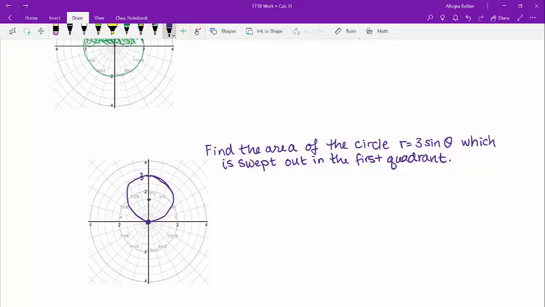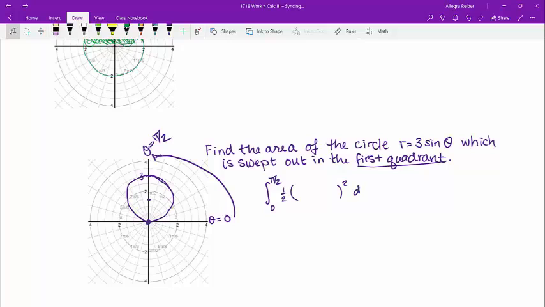If we want the area that's swept out in the first quadrant, we remind ourselves the first quadrant represents theta equals 0 all the way to theta equals pi over 2, so my integral bounds are going to be 0 to pi over 2. 1/2, now I just need to put in r and square it. So 3 sine theta. Integrating that, I'm integrating 1/2 from 0 to pi over 2 of 9 sine squared theta d theta.